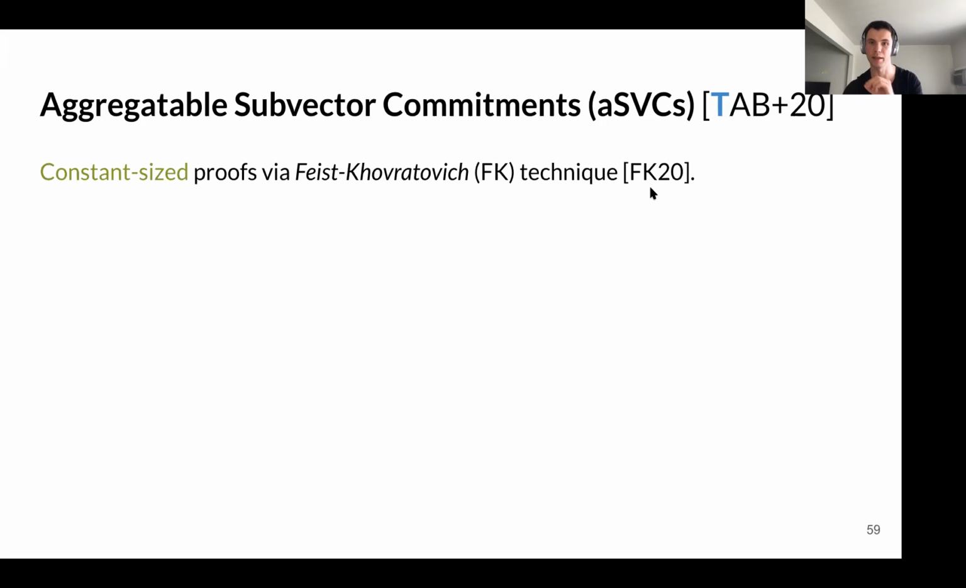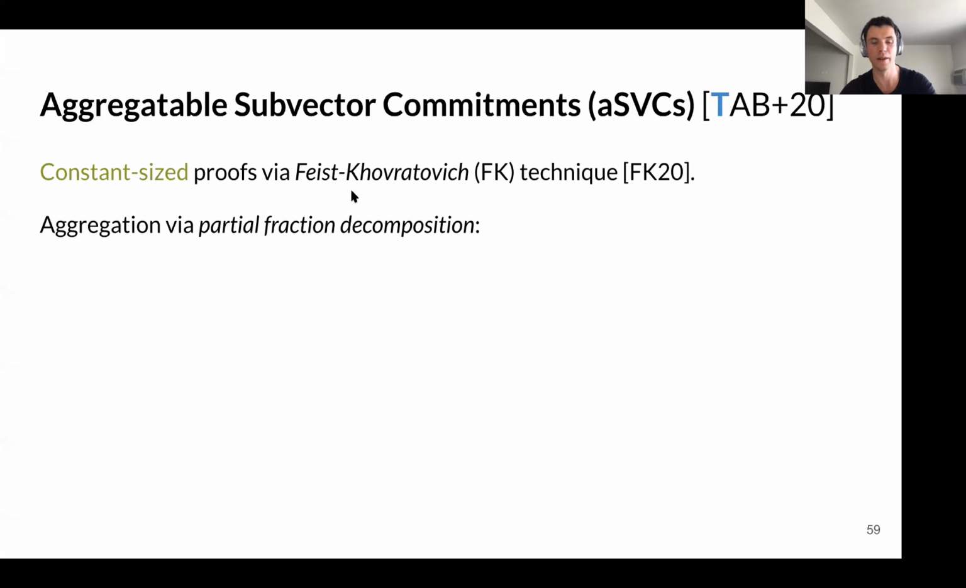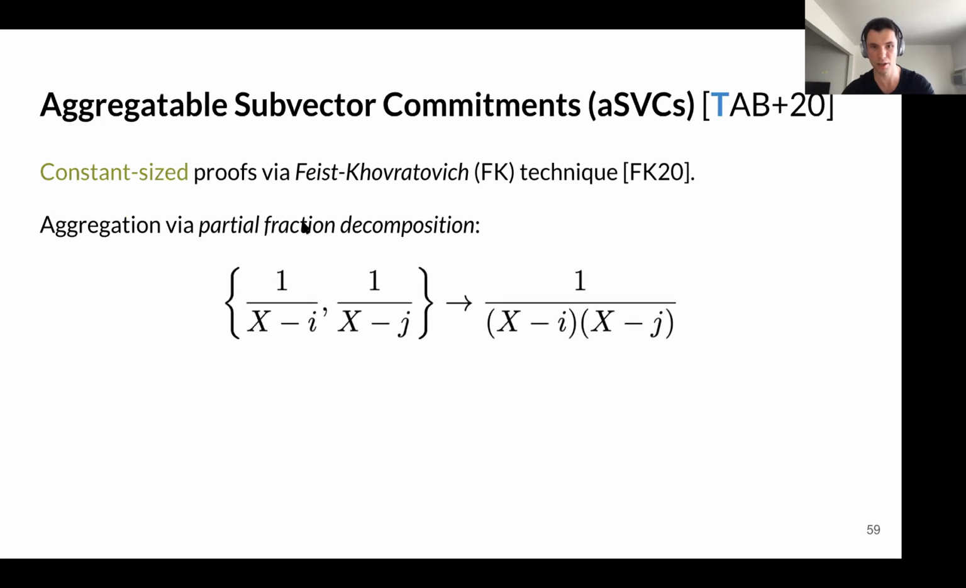It is slower than AMTs, but that can be a price worth paying. And we use this technique to compute the constant size proofs. And the next thing we have to do is figure out how to aggregate them. And the idea is to use partial fraction decomposition, which roughly speaking allows you to take a linear combination of two fractions like this with some constant coefficients and obtain this fraction, which multiplies the things in the denominator.